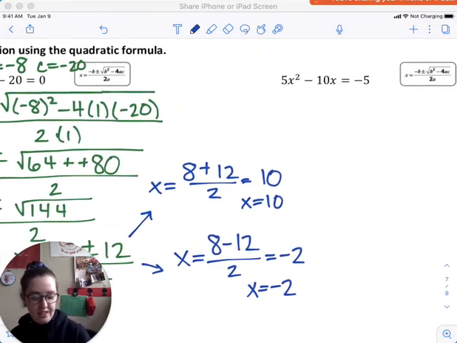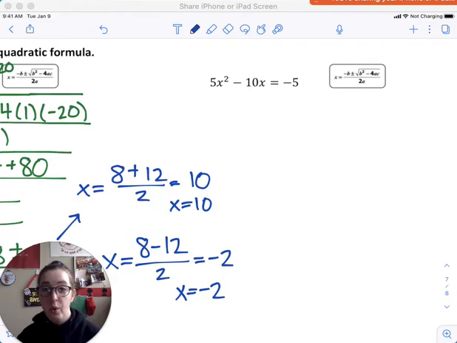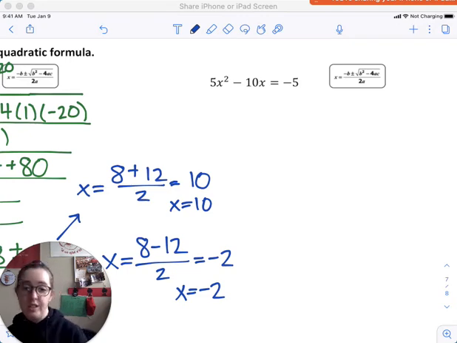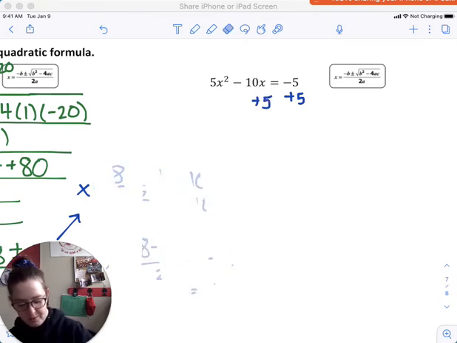All right, let's look at this next one. Well, over here, our equation isn't equal to 0, right? So we need to fix that. X squared is already positive, so that means we want to bring that negative 5 over to the other side. So we're going to add 5 on both sides. I'm going to go ahead and erase my work from that last problem so I have some room.